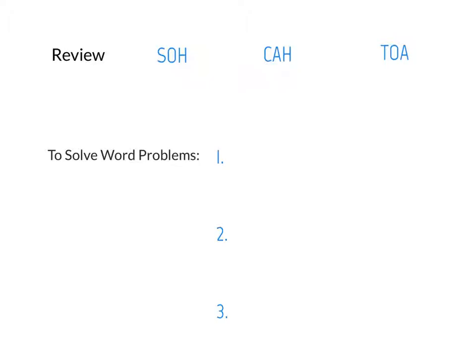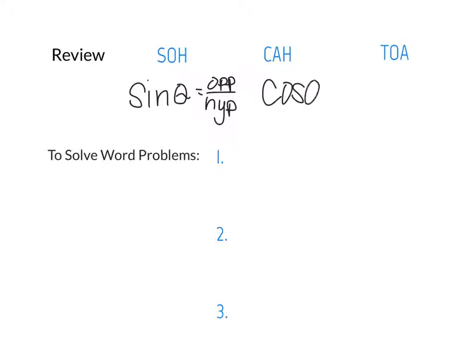So the first thing I want to do is review with you the mnemonic device we have to be able to set up trig ratios. So we have the mnemonic device SOHCAHTOA. And remember, SOHCAHTOA are those three words. SOHCAHTOA stands for the sine of an angle, and we're going to use theta, equals the opposite over the hypotenuse. And then we have the cosine of the angle equals the adjacent over the hypotenuse. And then finally we have the tangent of theta equals the opposite over the adjacent.